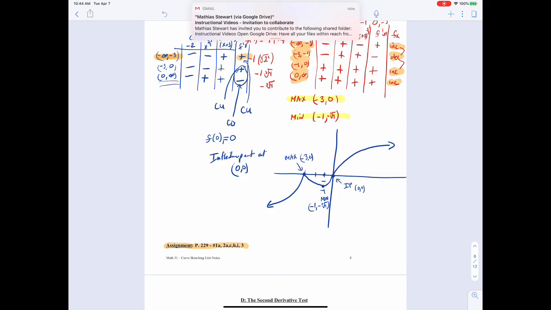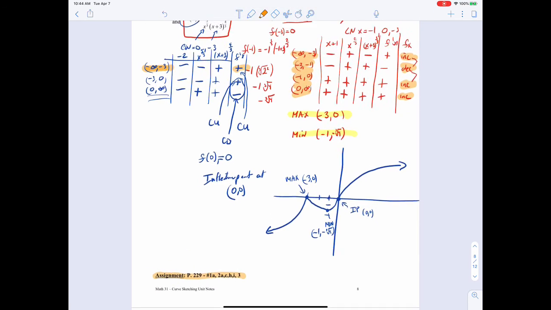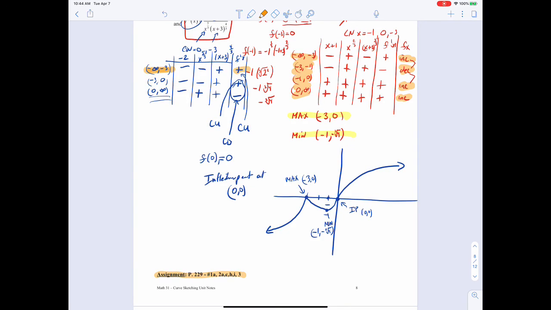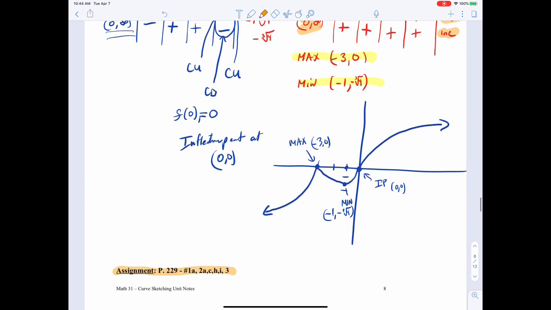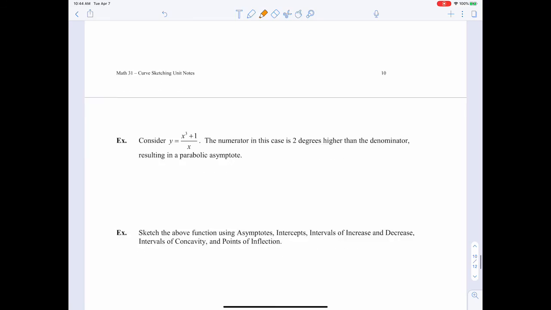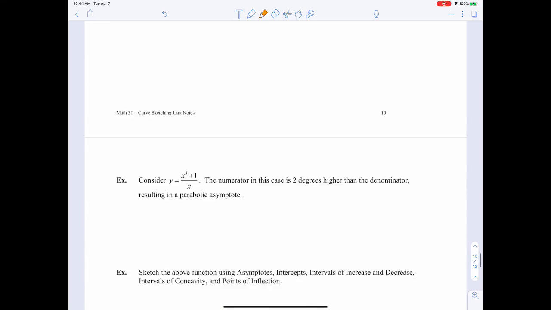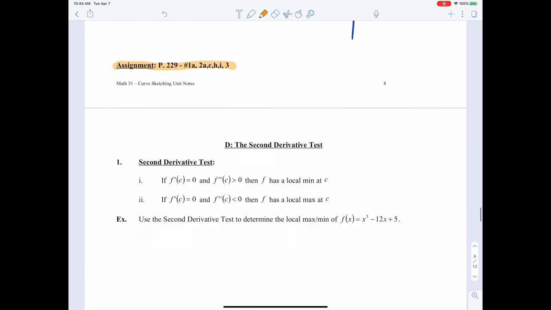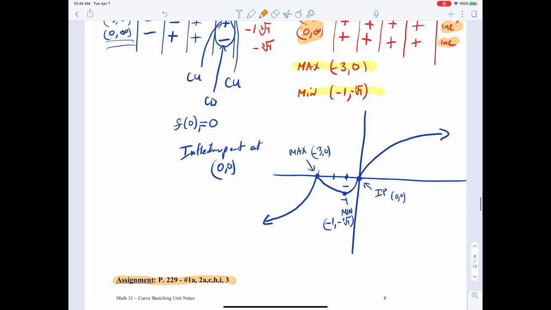So we'll talk about this here, but so Wednesday's class, take a look at these notes. If you have time to try the assignment, go for it. And then Thursday, work on this assignment. And then after Easter, we're going to continue on to the second derivative test, some other asymptotes, and then go from there. All right, so we're about half done this unit now, so we're moving along here pretty good.